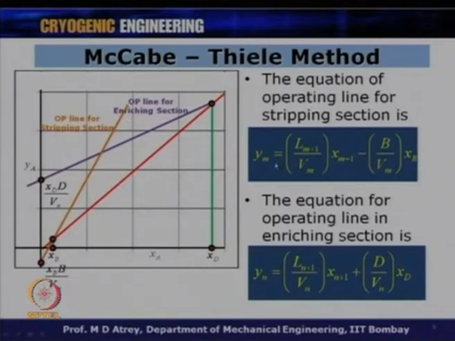The same argument applies for the enriching section, that the operating line for the enriching section intersects the y is equal to x line at x is equal to xD. So, in this equation, again, if I put xn plus 1 is equal to xD for the topmost plate from where D is taken out, that means the plate below the condenser, this equation will reduce to y is equal to x, and therefore, we say that the operating line for the enriching section intersects the y is equal to x line at x is equal to xD.